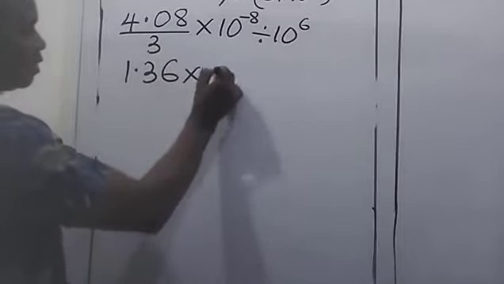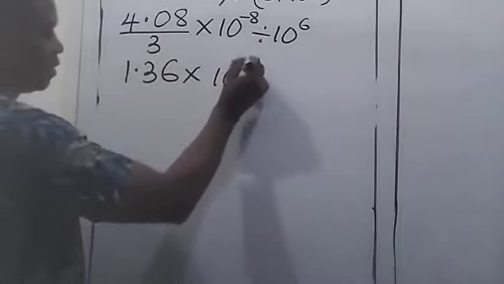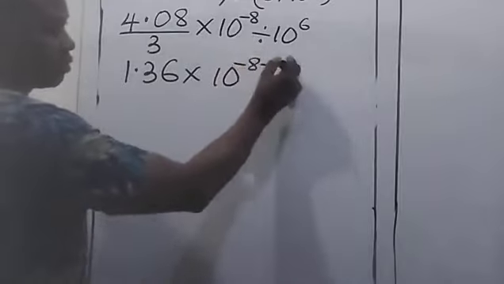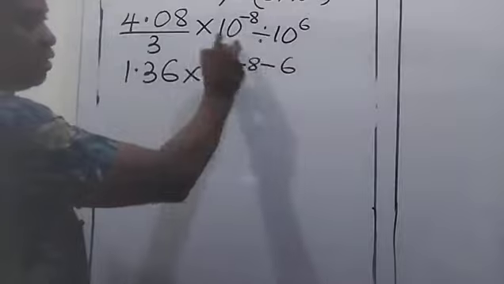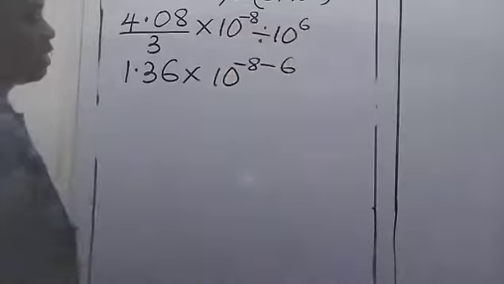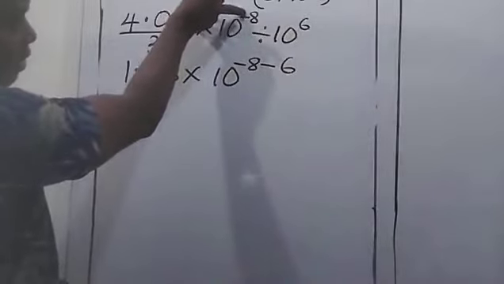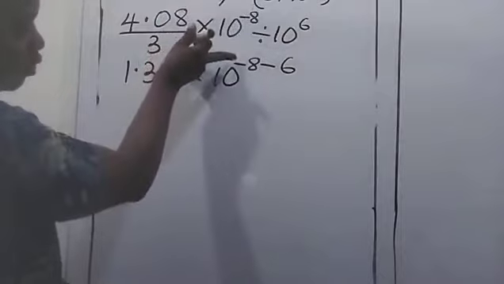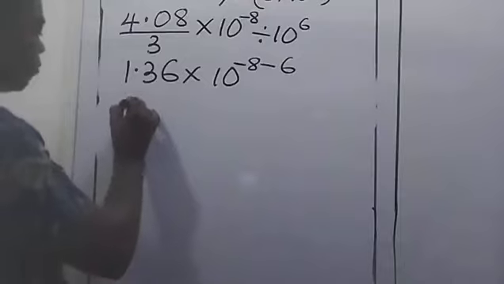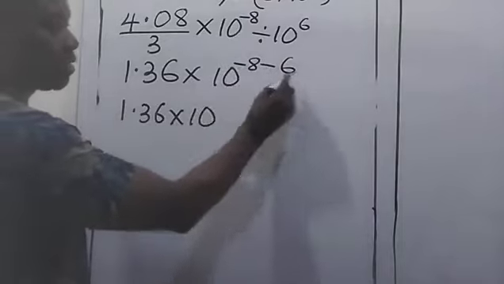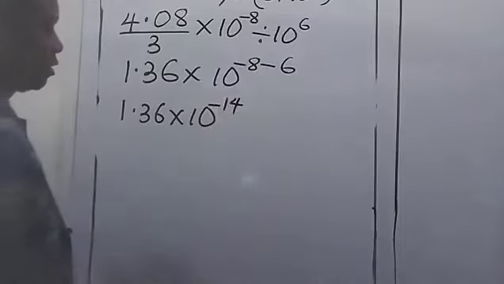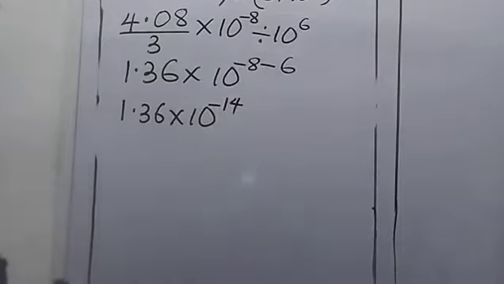So here becomes 1.36 times 10 raised to power negative 8, then minus 6 again. The law says if you have division with equal base, subtract their power. Note that the 8 has a negative on its own. So from here we have 1.36 times 10 raised to power negative 8 plus negative 6, which gives us negative 14. And here is the answer to example number 2: 1.36 times 10 raised to power minus 14.